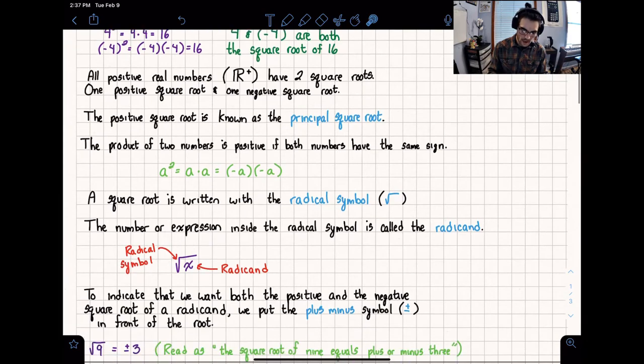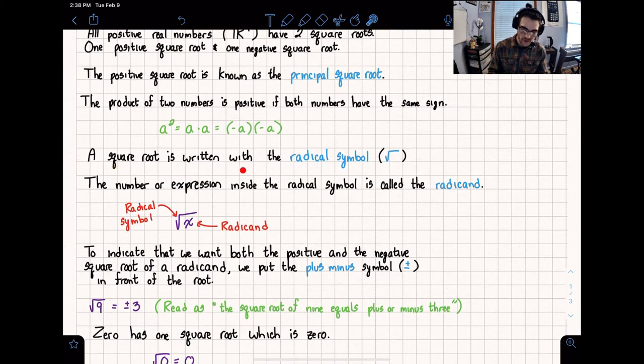The product of two numbers is positive if both numbers have the same sign. This was gone over in one of my earlier videos. When you multiply two numbers of the same sign together, it's going to come out positive. If you multiply 4 numbers of the same sign together, it's going to come out positive. As long as you have an even number of terms with the same sign, or at least an even number of negative terms, it's going to come out positive.